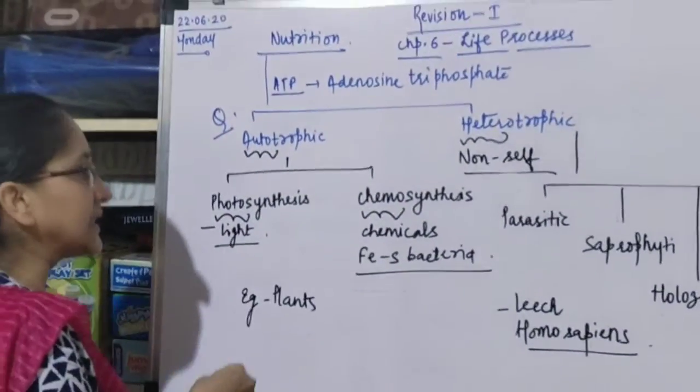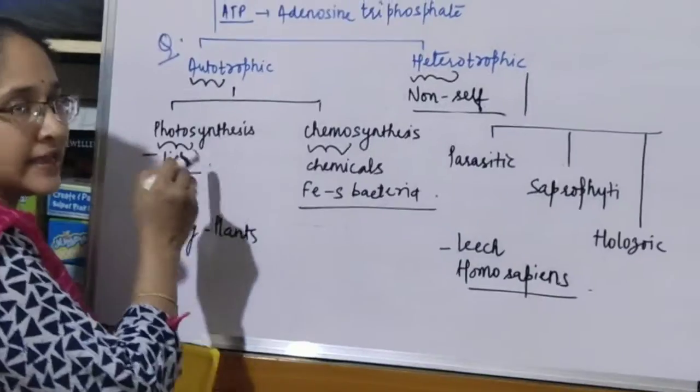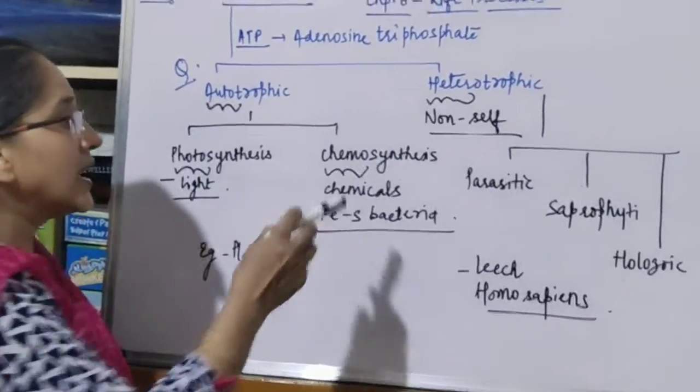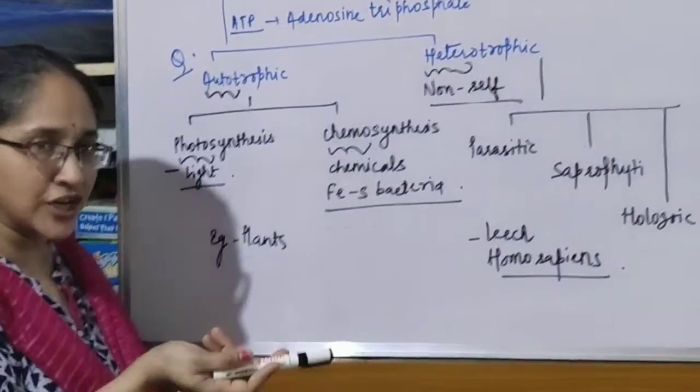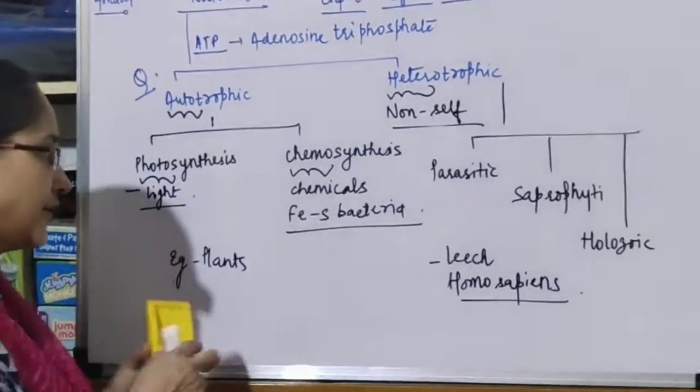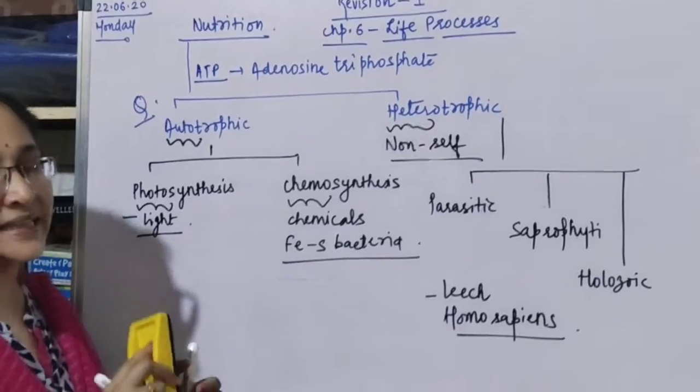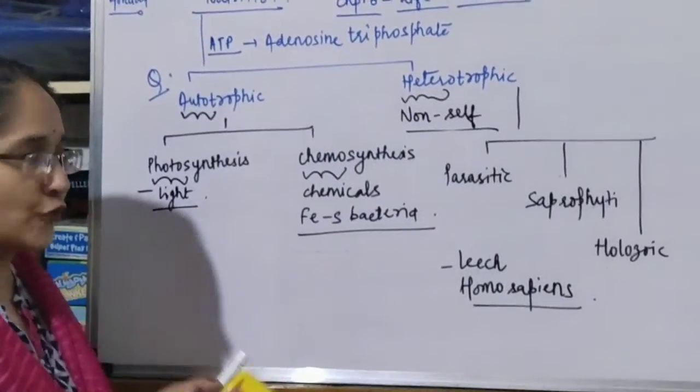Now, the next is talking about photosynthesis. Here it is carried out by plants. Chemosynthesis is carried out by bacteria. They will utilize the light energy and convert it into chemical energy. Here, they will utilize the chemicals and prepare their own food.